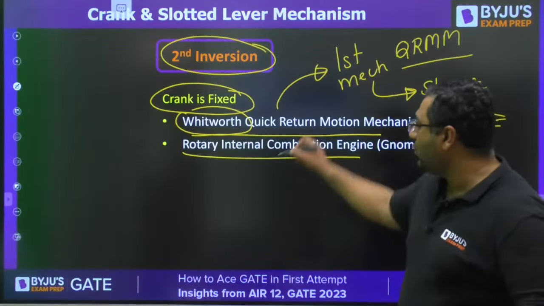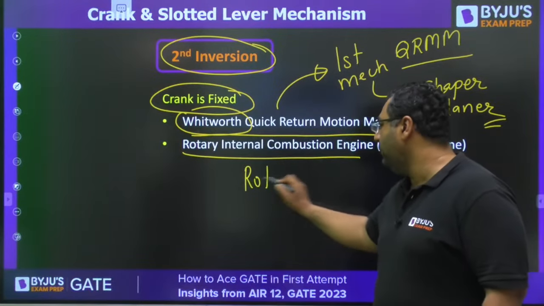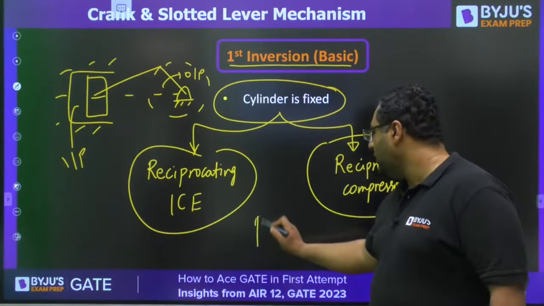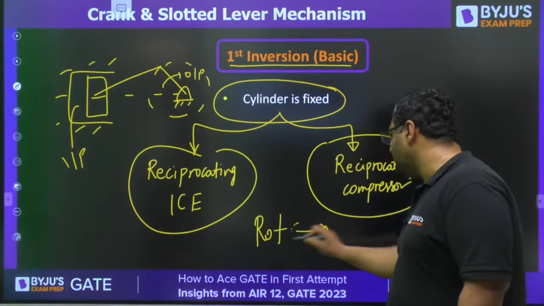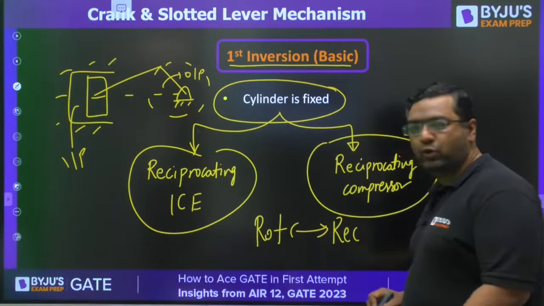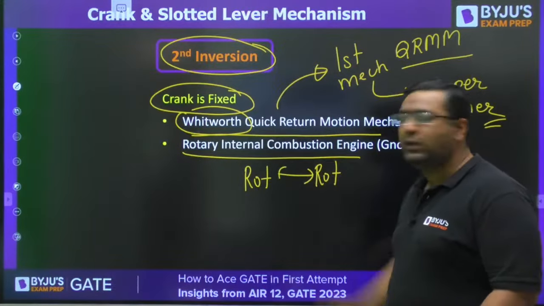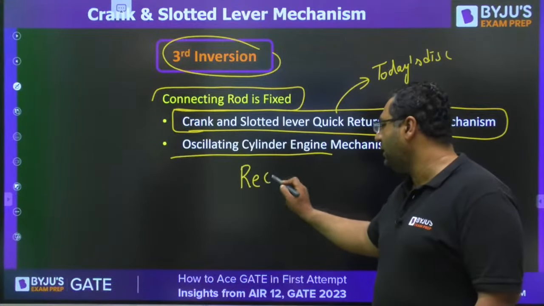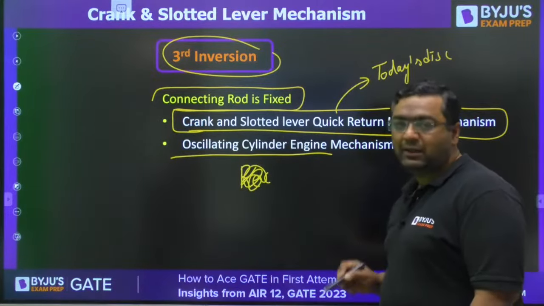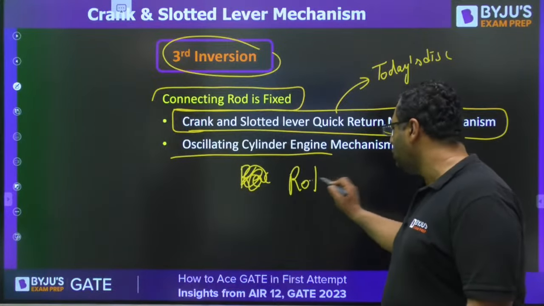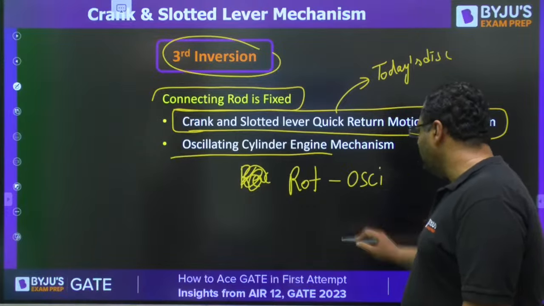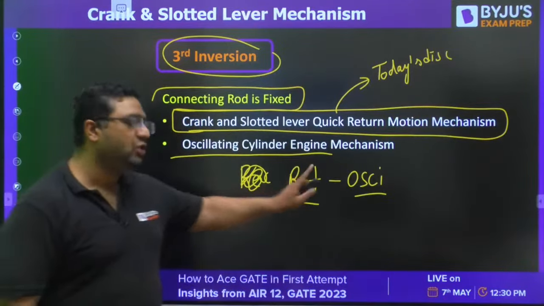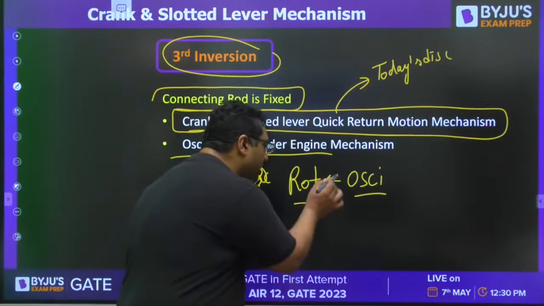I am also telling you here, we are going to have input rotation, output rotation. In the previous one, we had rotation to reciprocation. One will be input, other will be output. Here we will be having rotation to oscillation. So I feel you know the difference between oscillation and reciprocation. So it is rotation to oscillation. One will be input, other will be output.